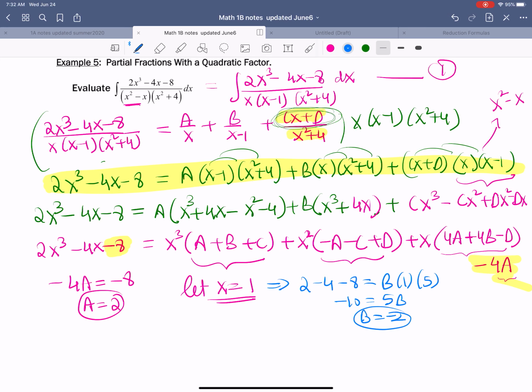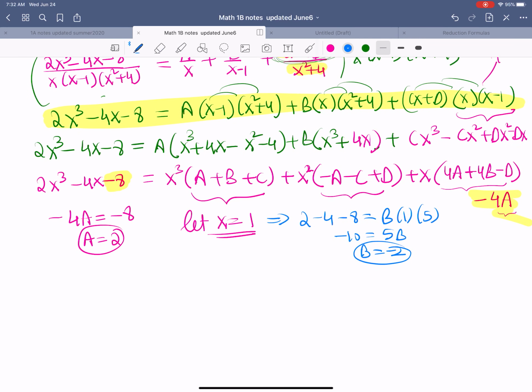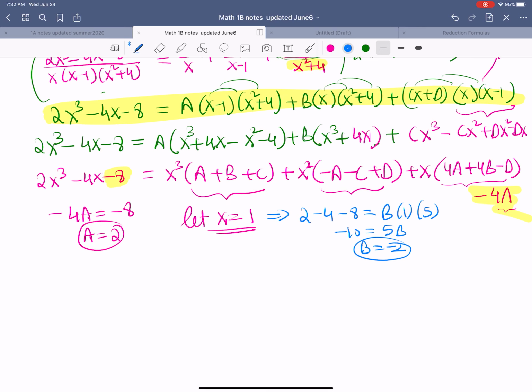This is going to help me find the remaining terms. Now, if I equate the coefficients of x cubed on both sides, x cubed has a plus b plus c next to it, and it's got to equal 2. So a plus b plus c has to equal 2 if I equate the coefficients on both left and right hand side. Now I already found the a using comparing the constants.